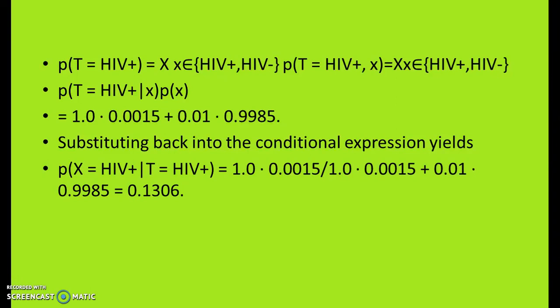Now substituting back into the conditional expression yields P of X equals HIV positive given T equals HIV positive, which is equal to 1.0 times 0.0015 divided by 1.0 times 0.0015 plus 0.01 times 0.9985. That would equal 0.1306. So when we complete the entire calculation, the final output is 0.1306. It means that P of X equals HIV positive given T equals HIV positive is 0.1306.